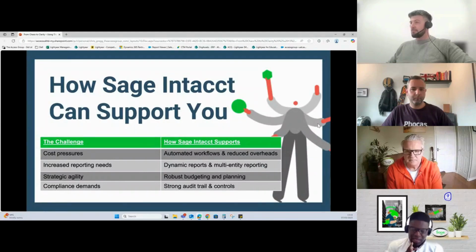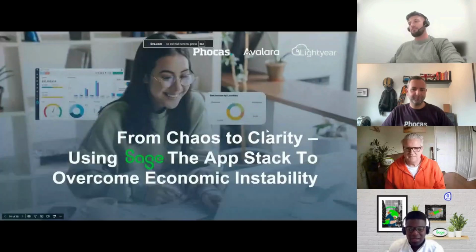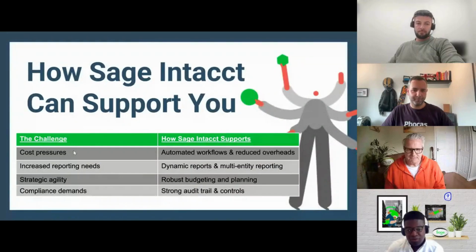So hopefully that's given a bit of a view as to not only what the wider macro picture is, but actually the importance and significance of finance, and then finally how that effectively is manifested and supported by a finance transformation platform like Sage Intacct.